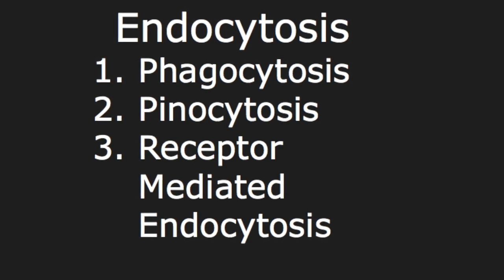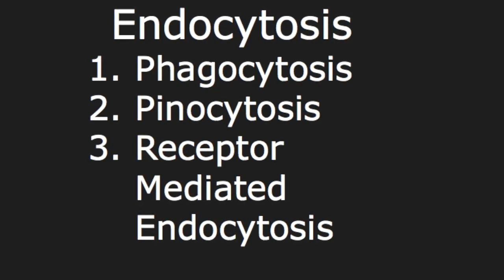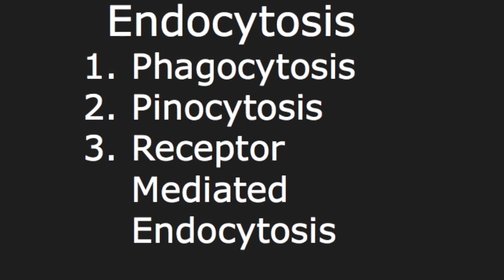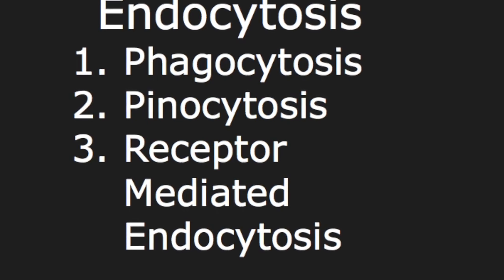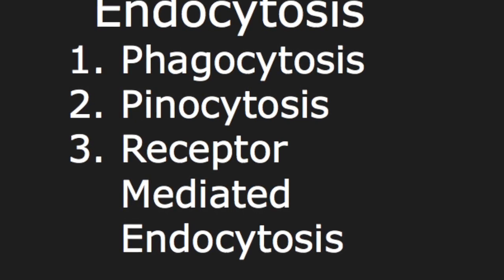Phagocytosis, pinocytosis, and receptor-mediated endocytosis are all ways a cell can take in molecules. Each method has its own benefits and downsides, but each method is important to a certain molecule.